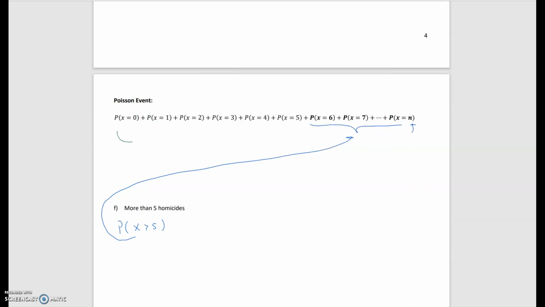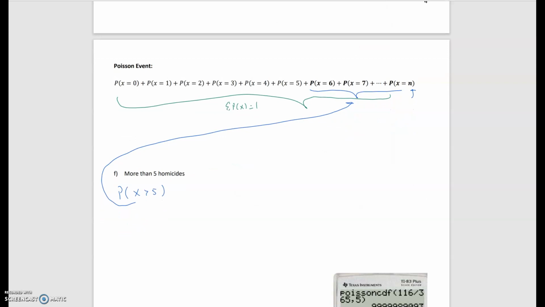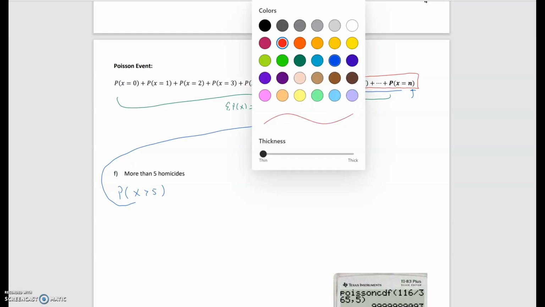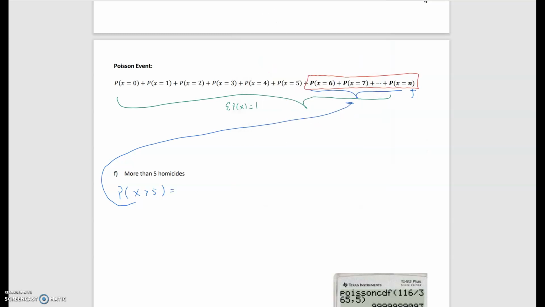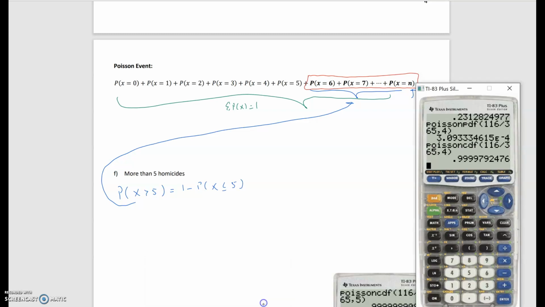Now, the sum of all of these, so the sum of P of X, is equal to 1. And in this case, it's easier to evaluate the complement because we don't have an upper bound. We don't know where to stop. So this portion here, we wouldn't really be able to evaluate. And it's also going to be really small. So for this one, we will do the complement. And the complement is saying 1 minus the probability of X is less than or equal to 5. So in this case, we're going to run the previous event, but with the CDF of 5.